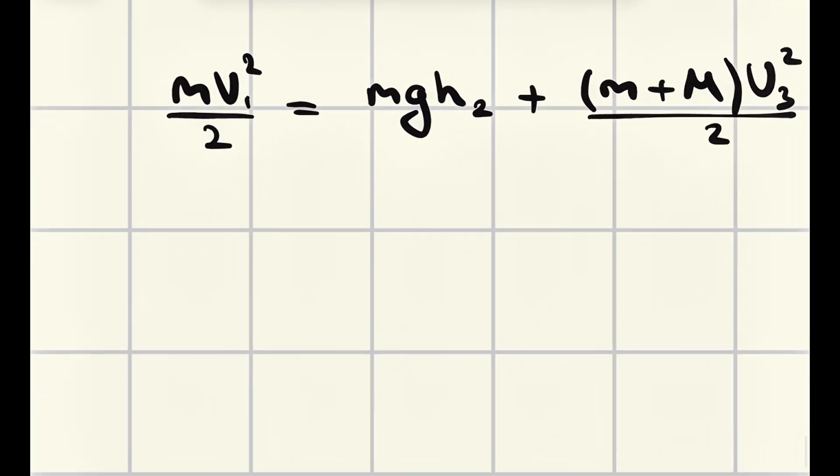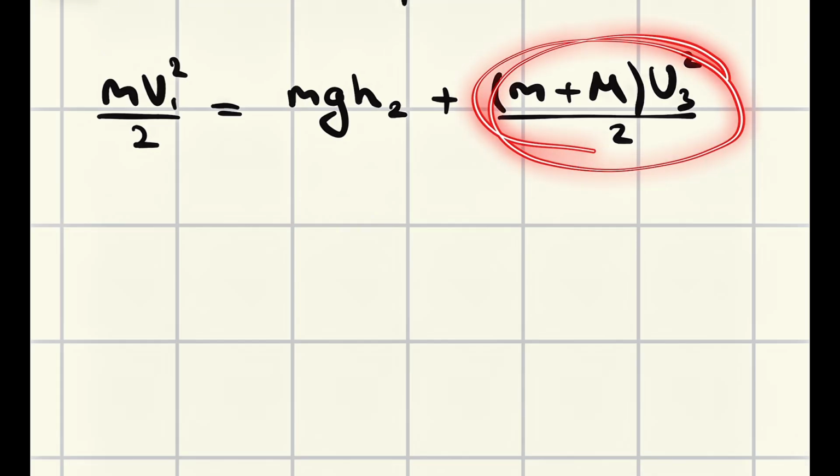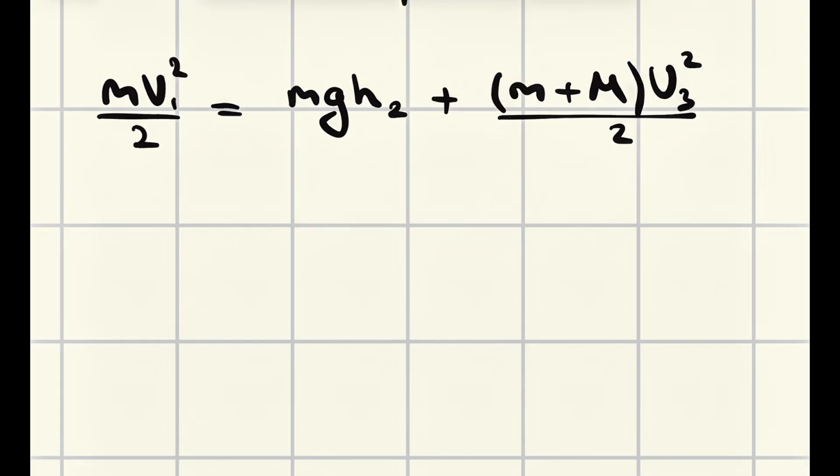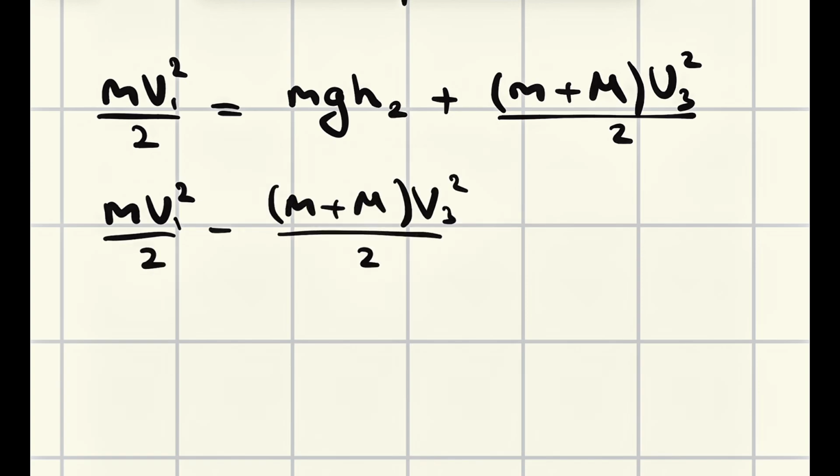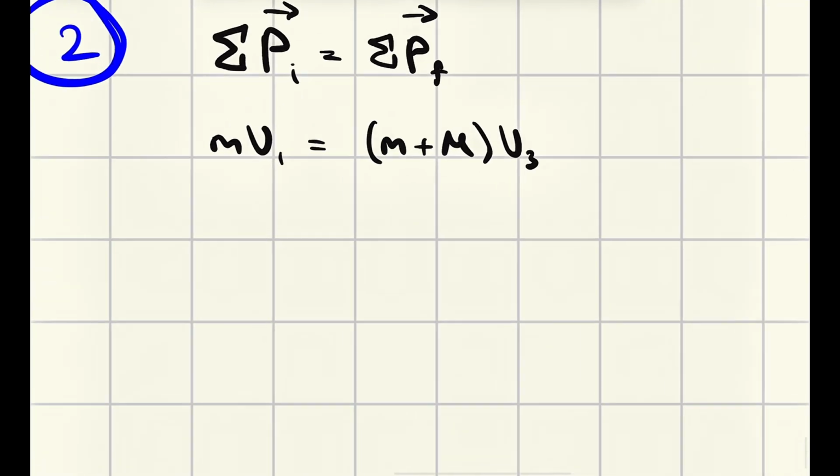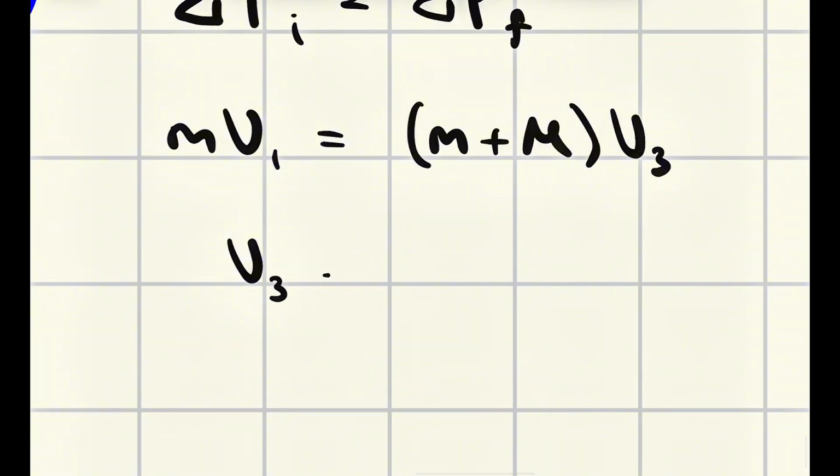Okay, we can move this thing to the other side. It would be minus. So let's write it like this: mv1 squared divided by 2 minus this (m plus M) v3 squared divided by 2, and it would be equal to mgh2. Okay, good. Right now we can substitute it. We can give meaning to v3. And it would be what?